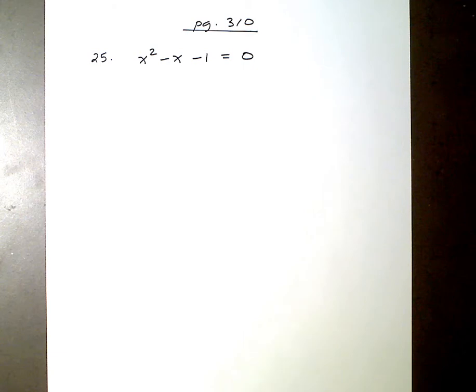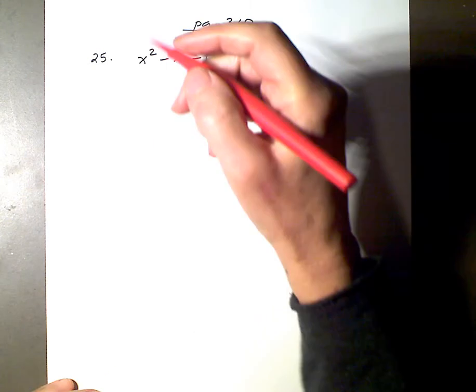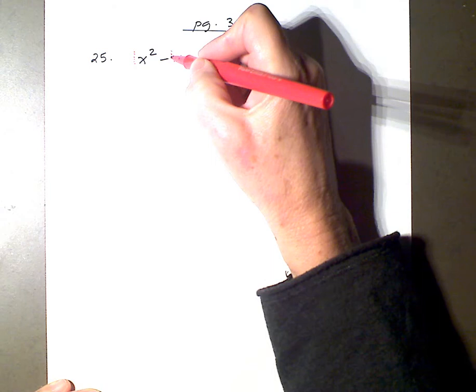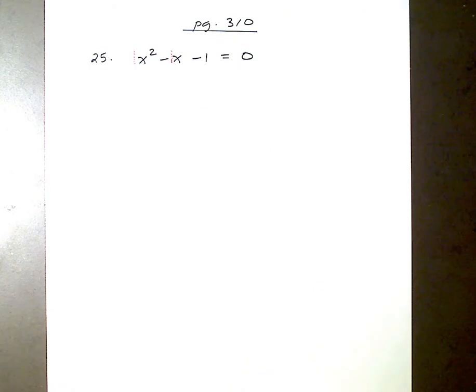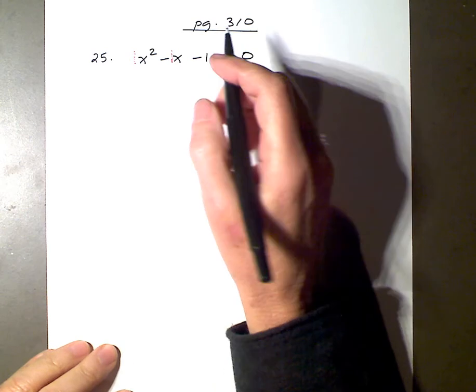Alright, this is number 25 on page 310 where we're solving quadratic equations by completing the square. This one's already in standard form, number 25, and a is 1, b is negative 1, and c is negative 1. So the first thing I would do would be to divide by a, and it's already 1. So the next thing to do is to get this constant of negative 1 alone on the other side.